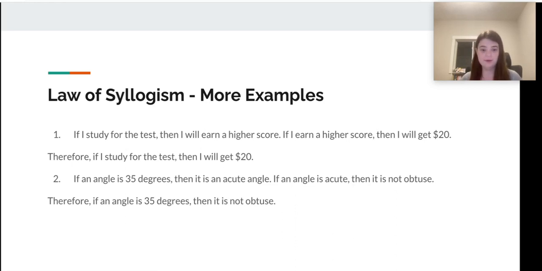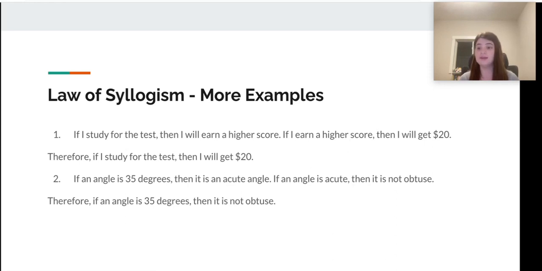Here's another example. If an angle is 5 degrees, then it is an acute angle. Well, that is true, right? We know that all angles that are between 0 and 90, not inclusive, are going to be acute angles. We also know if an angle is acute, then it is not obtuse. That's also true because acute angles are less than 90 degrees.